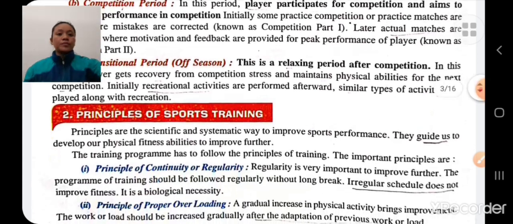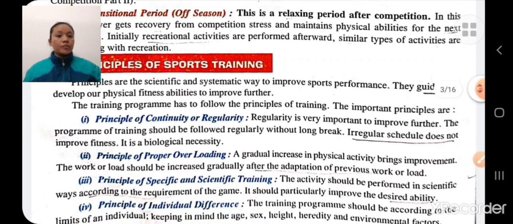Some principles of training, some principles of sports training. Principles of sports training means guidelines which we should follow during sports training. The first is the principle of continuity and regularity. The training should be on a continuous basis. There should be no break.